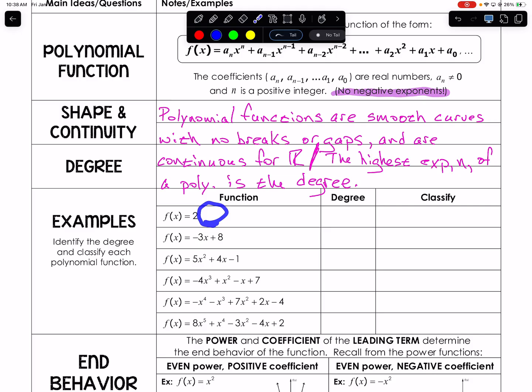X to the first is x. X to the what is 1? 0. Good. So we can write an x to the 0 power there. And you just kind of have to know that. That's kind of annoying that you have to know that, but that's the way it goes. So you just got to get over it. So what's my degree here? What's the highest exponent? 0.